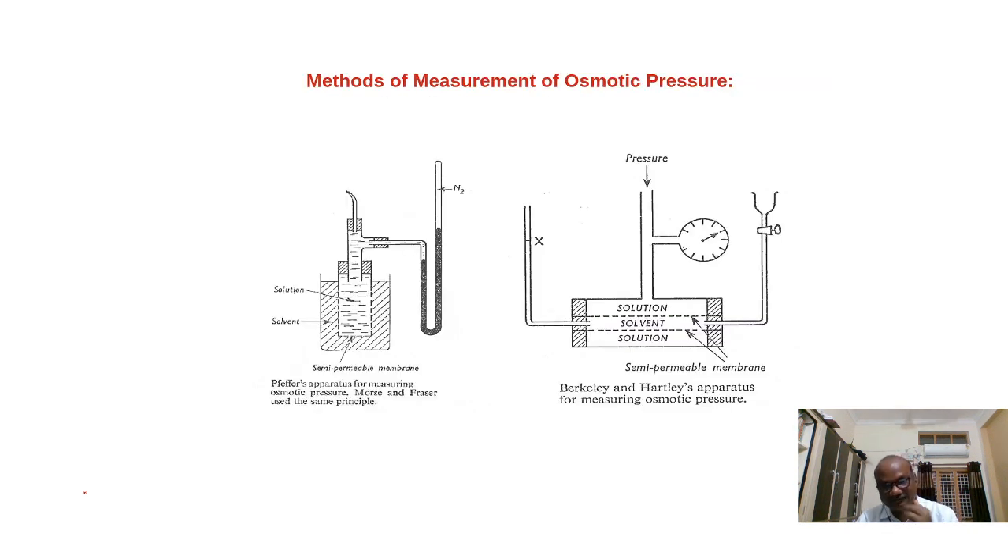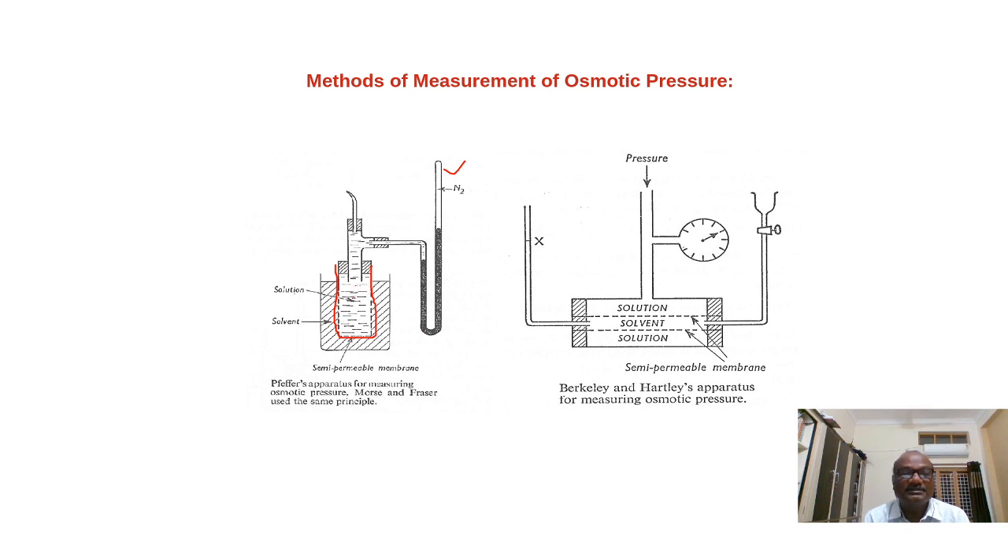What are the methods? Here we observe two methods. One is the Pfeffer method, and the second is the Berkeley and Hartley method. In the Pfeffer method, there is an external container made from steel, and an internal container as well. In the walls of this internal container, a semi-permeable membrane is deposited, for example copper ferrocyanide, which can be deposited electrolytically. It is fitted with a manometer.